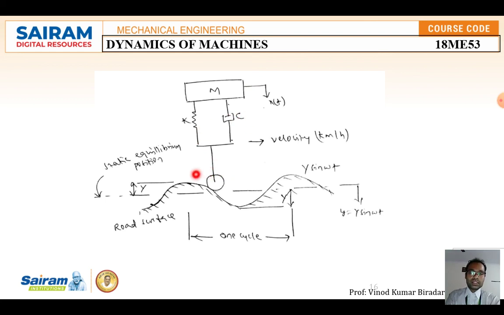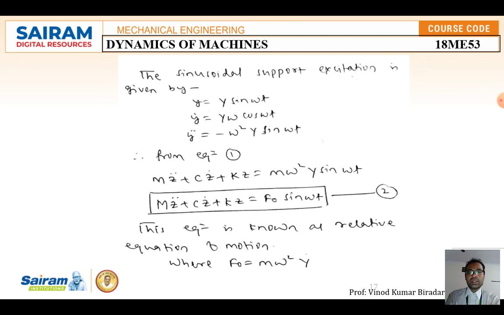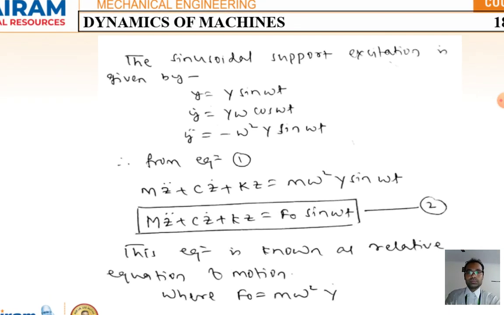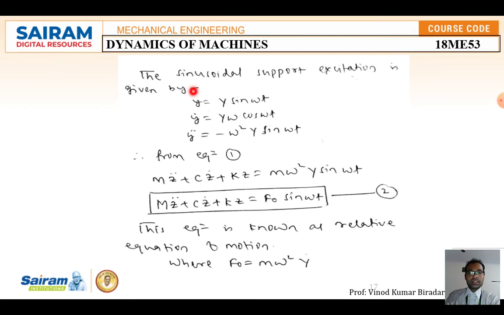Here the vehicle is moving over an uneven, harmonic waveform. Let us assume y is equal to y sin omega t, a sinusoidal support. What is the acceleration? Differentiating with respect to t, we get y omega cos omega t. Differentiating again, we get minus omega square y sin omega t. These are the three derivatives. Now, from equation number 1, substitute the y double dot value.